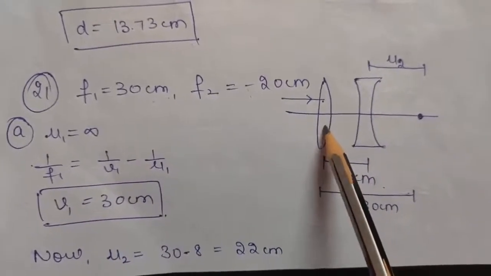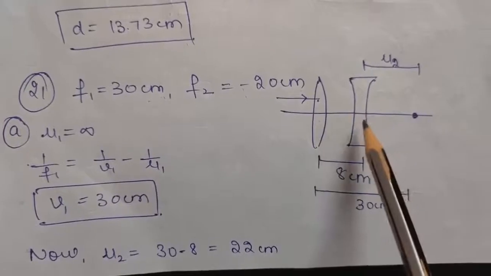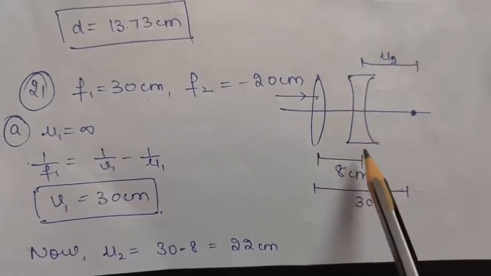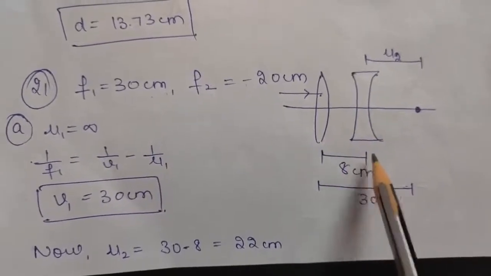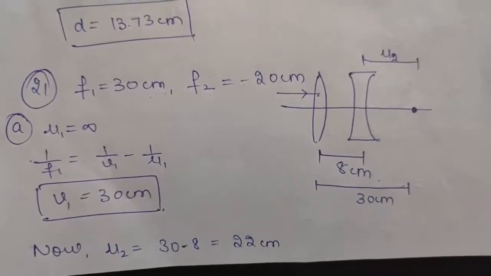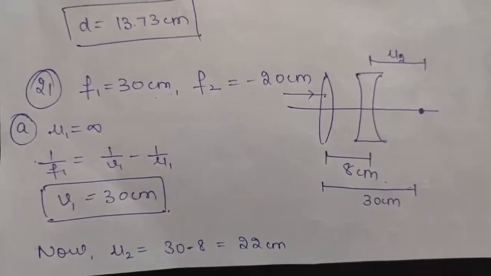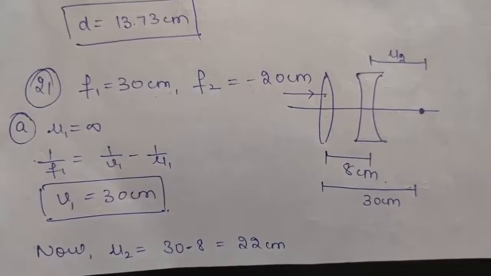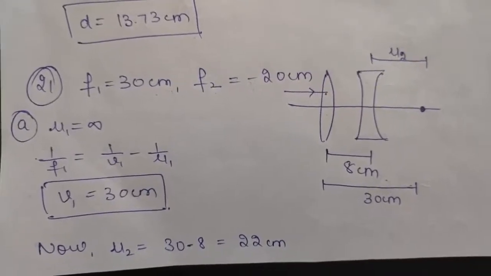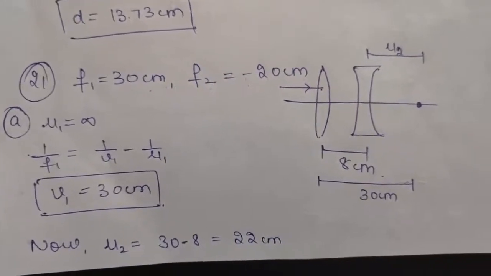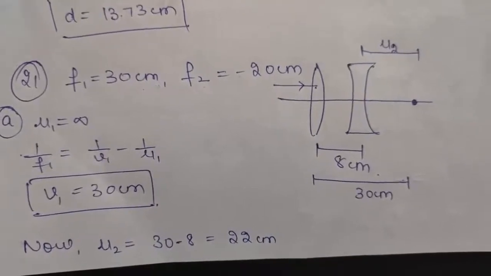This is your concave lens, this is your convex lens. This is your concave lens and the distance between them is given to be 8 centimeters in the question. After that the question says, does the answer depend on which side a beam of parallel light is incident, and is the notion of effective focal length of this system useful at all?